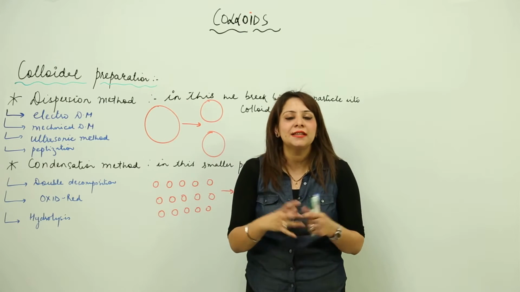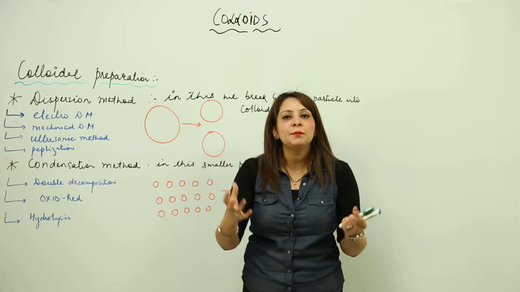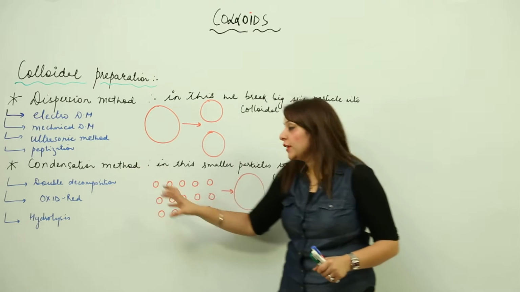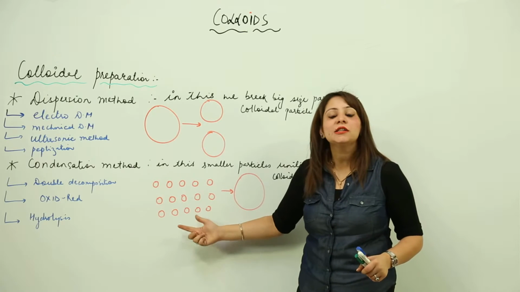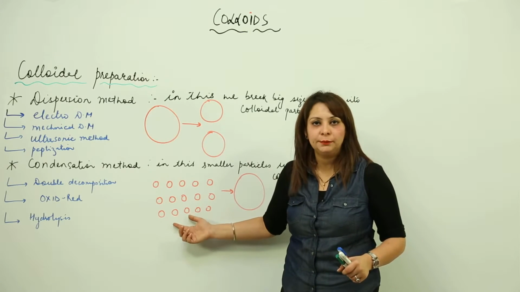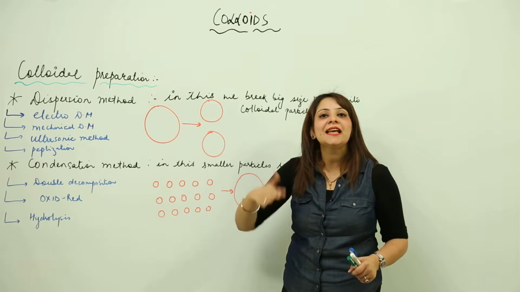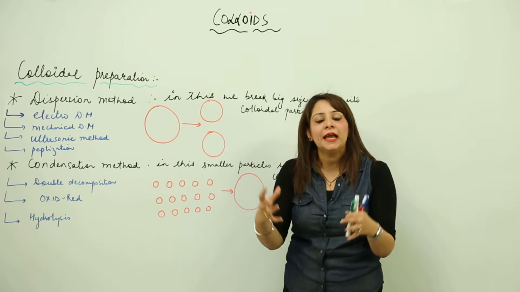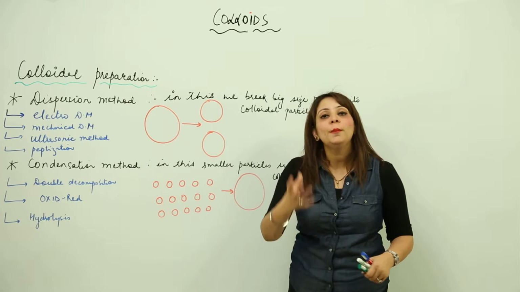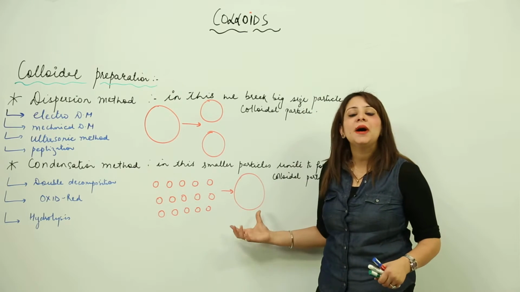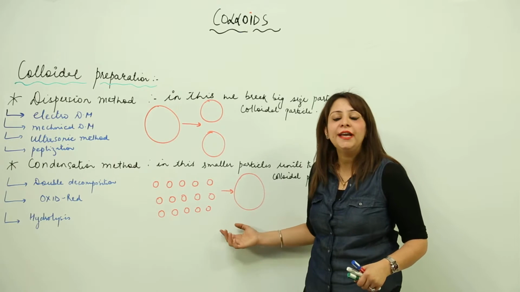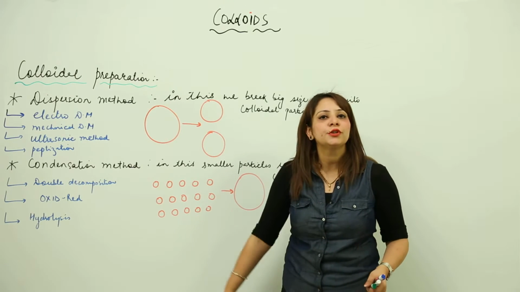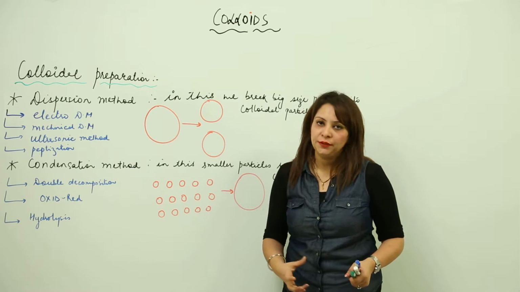The second is the condensation method. Condensation means, as the name suggests, that the particles are going to fuse, right? In the condensation method, the smaller particles do not lie in the range of colloidal particles; their size is less than 1 nanometer. But when we aggregate them, they club with each other to form a single particle, and this particle will lie in the range of colloidal particles. And what is that range? That is 1 nanometer to 1000 nanometer in diameter, right?